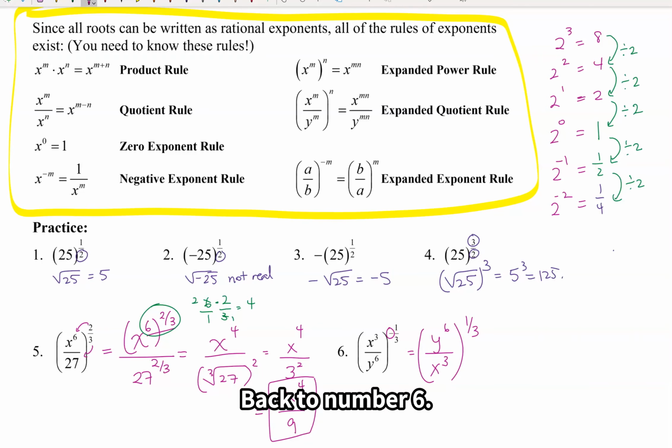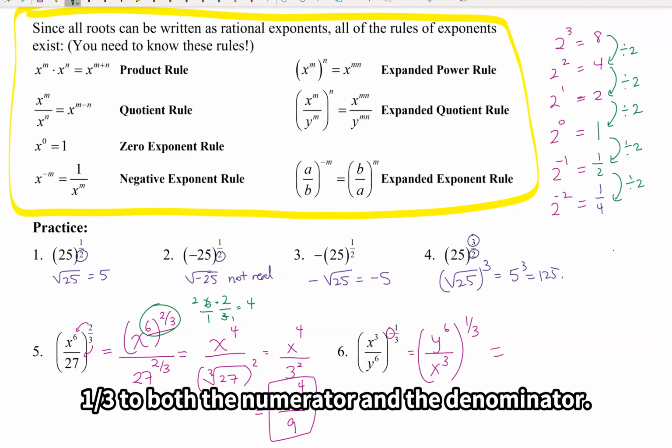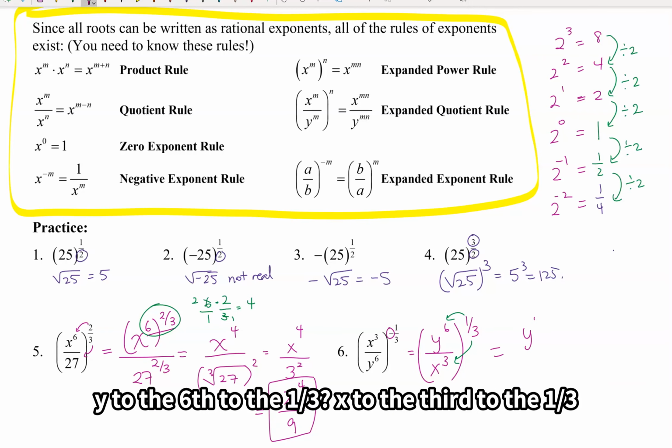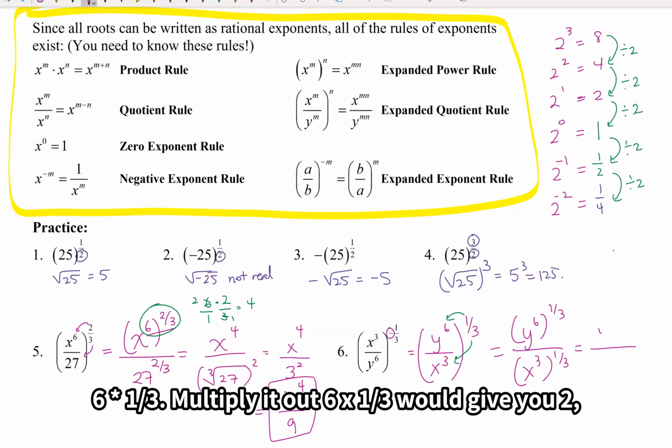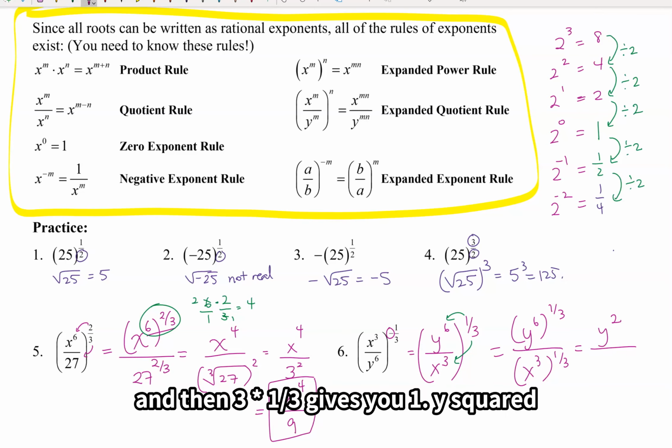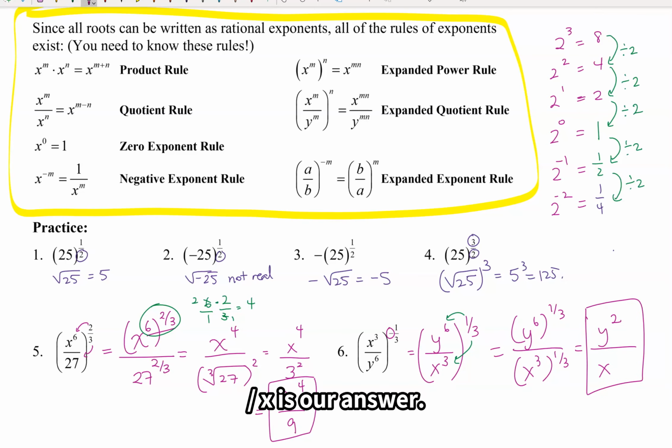Back to number 6. We can distribute that 1/3 to both the numerator and the denominator. And we do that: y to the 6th to the 1/3, x to the 3rd to the 1/3. 6 times 1/3. Multiply it out. 6 times 1/3 will give you 2. And then 3 times 1/3 gives you 1. Y squared over x is our answer.